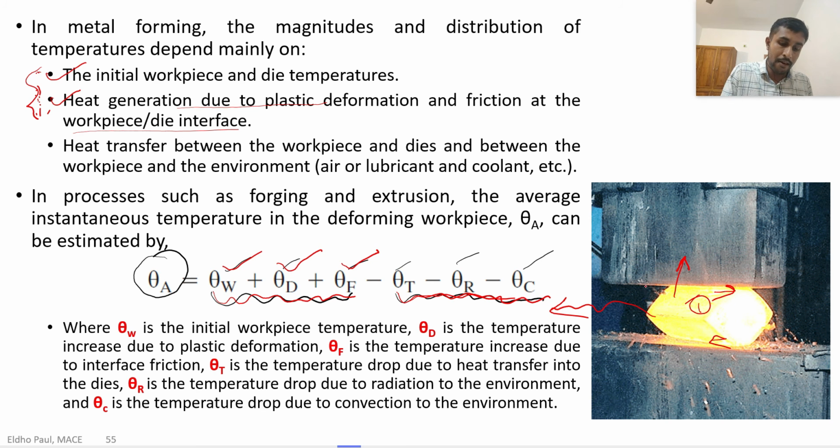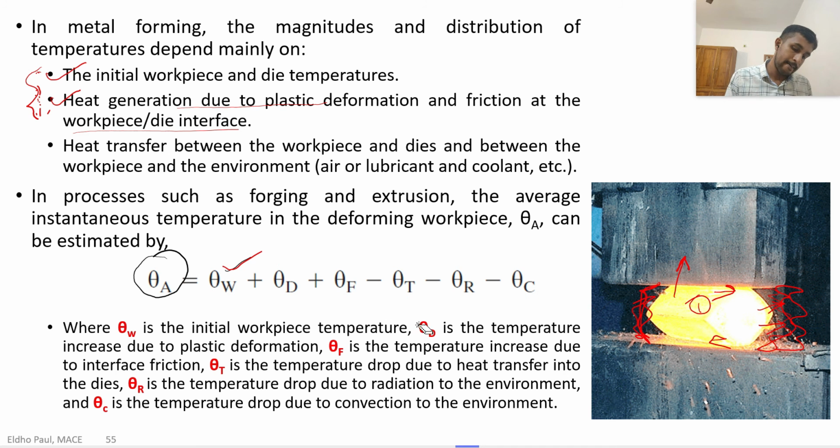Around the workpiece we have air, so there will be some heat transfer by convection from the workpiece to the air. So these are the different modes of heat transfer in the metal forming operation. Okay.